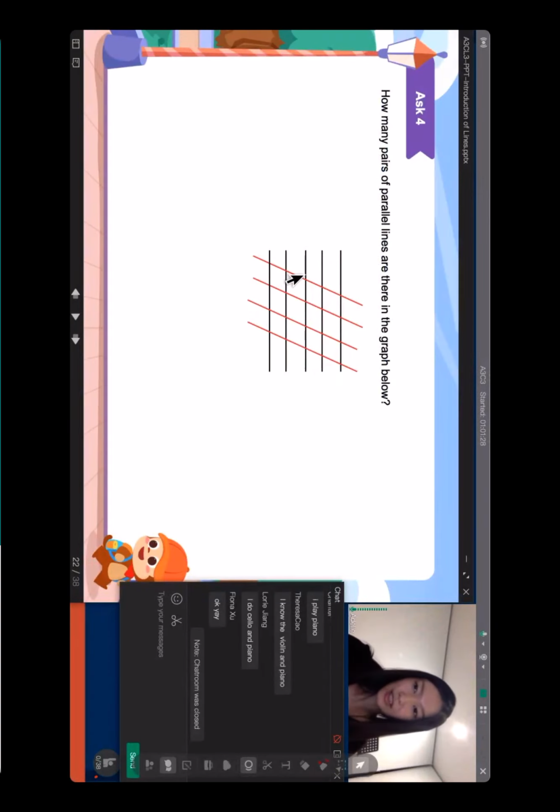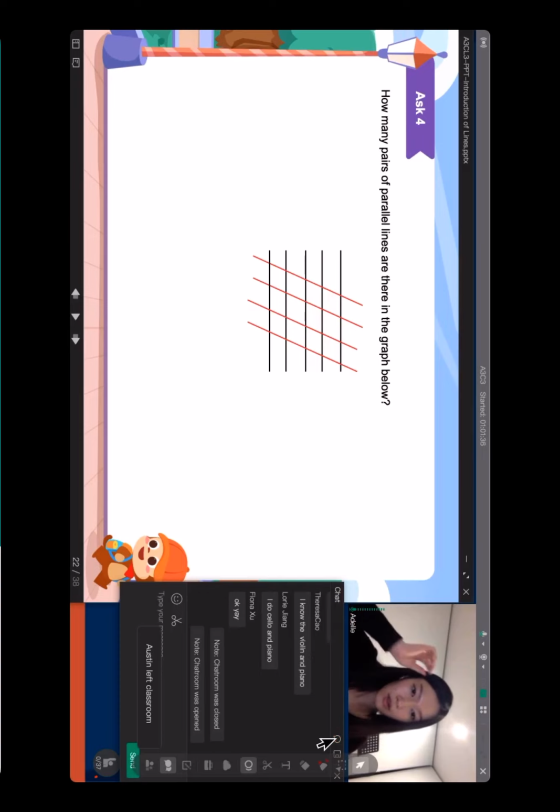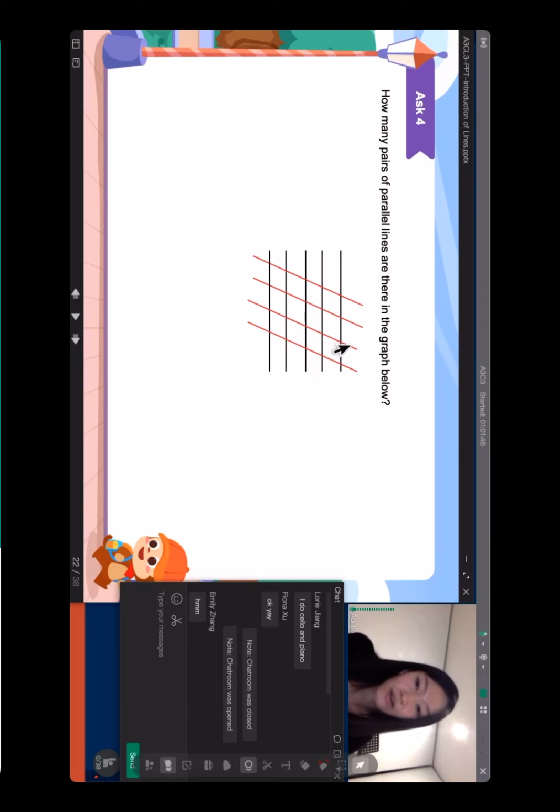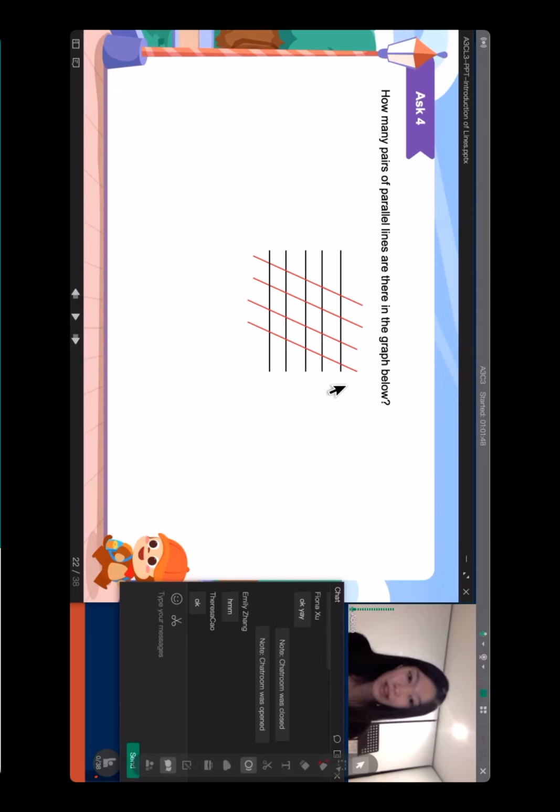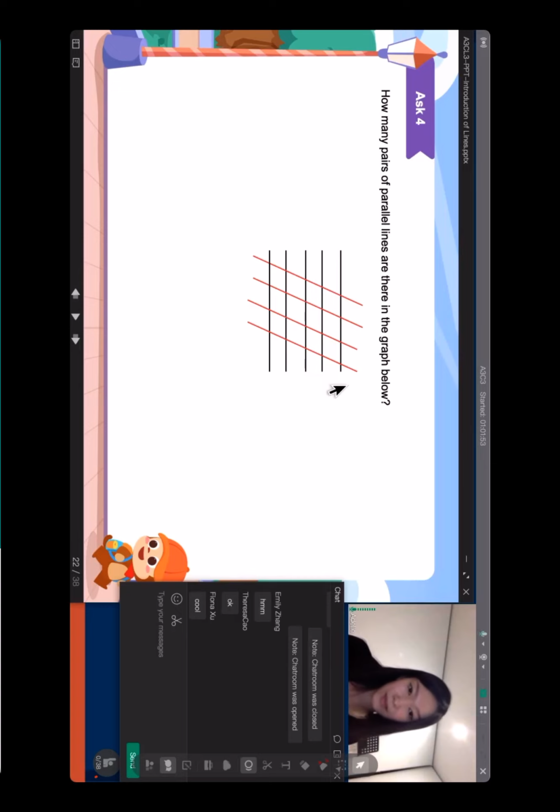Okay, so in this question, we're going to see how many pairs of parallel lines there are in the graph below. So just going to open the chat box. What we're going to do here is kind of group them. You can see that in this figure, it's very nice. They put it in color for us. So you can see all the red lines are in the same direction. So these red lines will form parallel pairs amongst them.